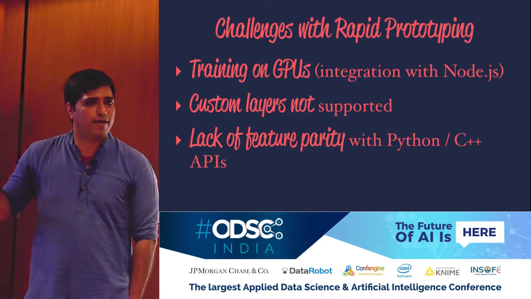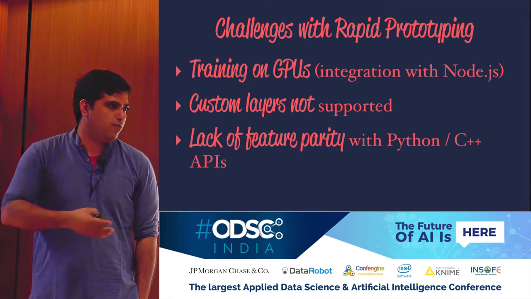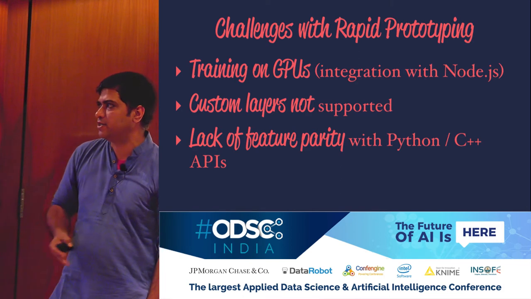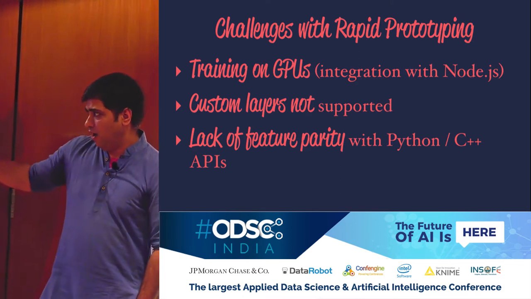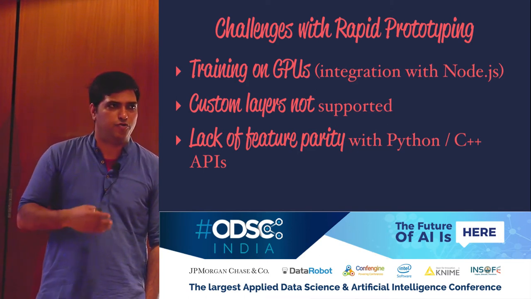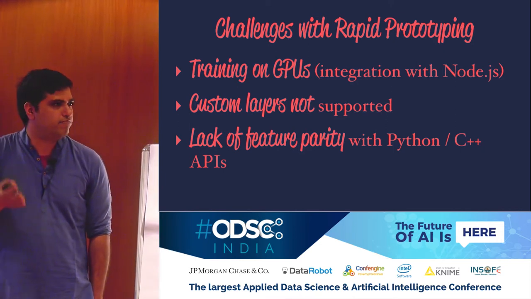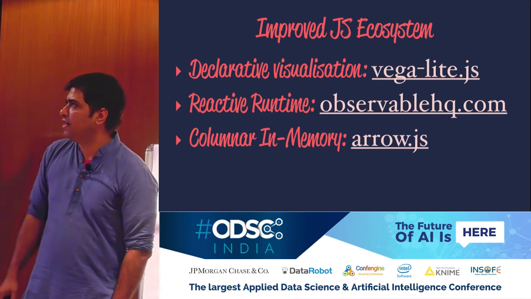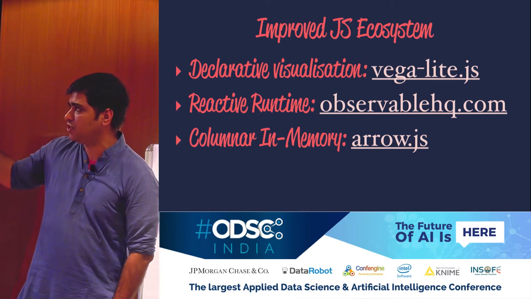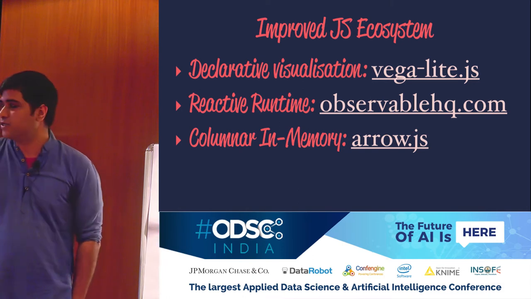If you end up taking it further from the browser, you can obviously use Node and take the same stuff to the server and run what runs in Python or R on Node on the server. So if you really need GPU access, you can use the same code. It's still under development, so you may not have custom parity with the custom layers or features that you're using in Python and C, but that will improve as the ecosystem improves, right? I would suggest trying out these other libraries for fast visualization, the runtime I showed, and columnar in-memory if you want to look at in-memory data to do that, right?